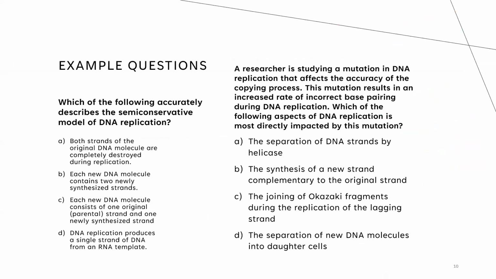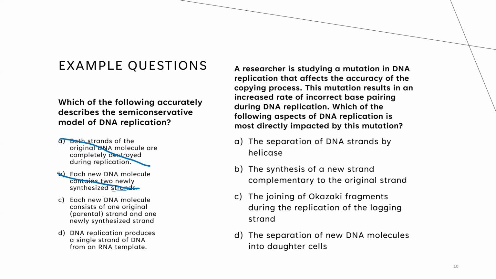So our questions associated with this concept: which of the following accurately describes the semi-conservative model of DNA replication? So our choices: A, both strands of the original DNA molecule are completely destroyed during replication. Well, if you're paying attention at all, then you know it's not that one. B, each new DNA molecule contains 2 newly synthesized strands. Well, it's not, because it's semi-conservative. That's the whole point.